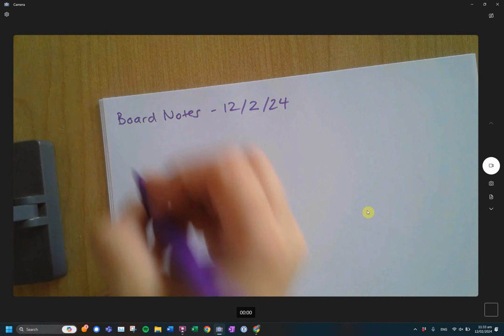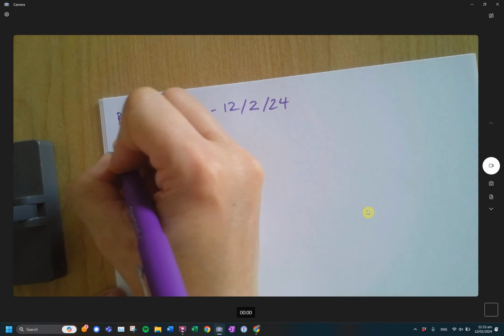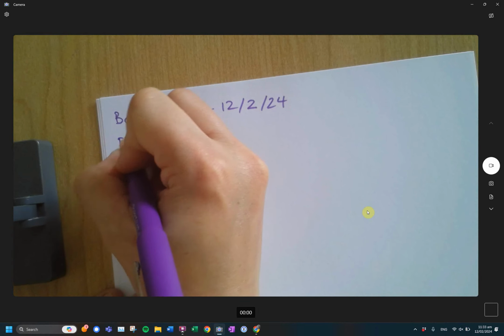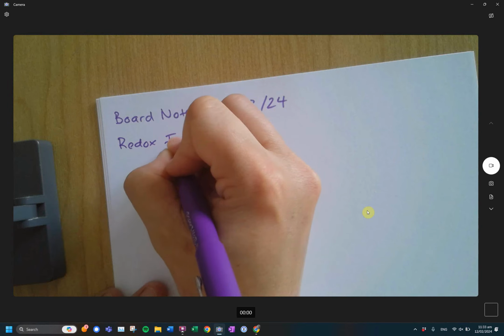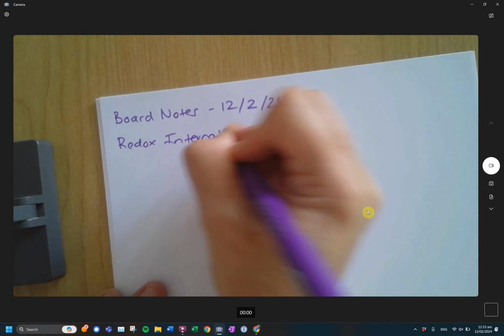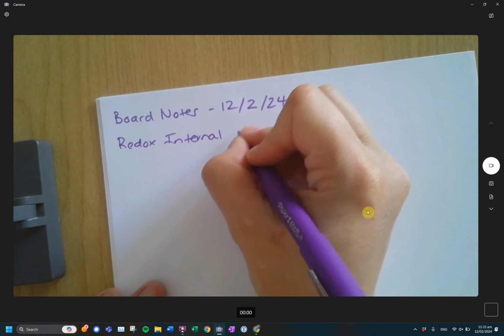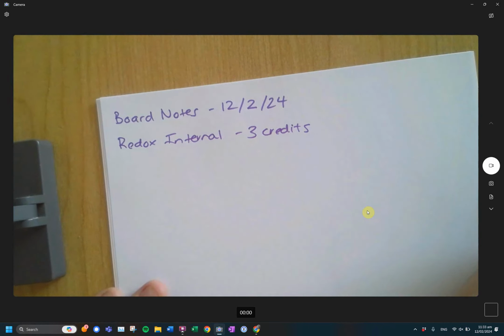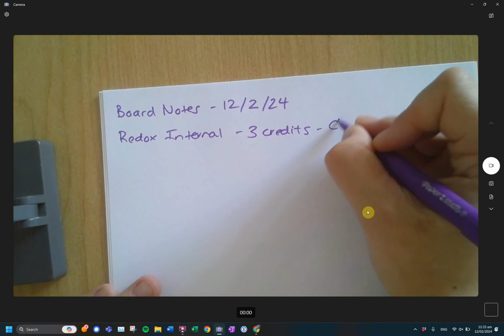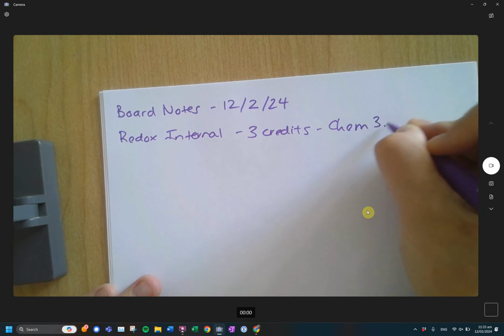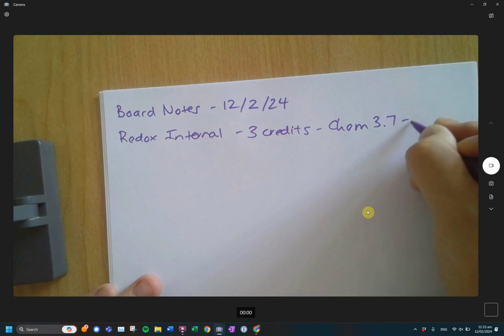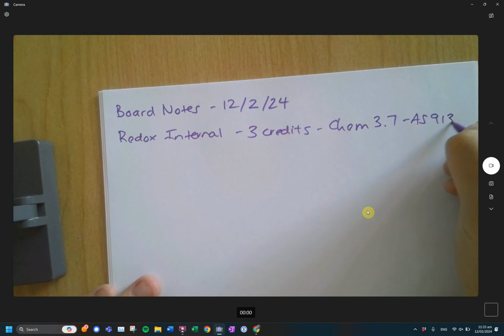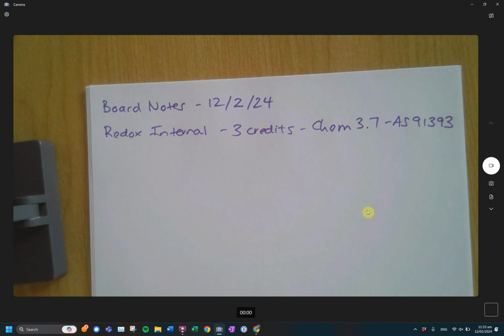Oxidation and reduction. Oh, actually, let me go over this. We are doing the redox internal, so that way you guys have this information. It is worth 3 credits. Fortunately, a lot of these chemistry standards aren't worth much. If you're looking it up, it is Chem 3.7, and the AS number is 913. I think it's 93 off the top of my head, but I'll double check that for you guys.